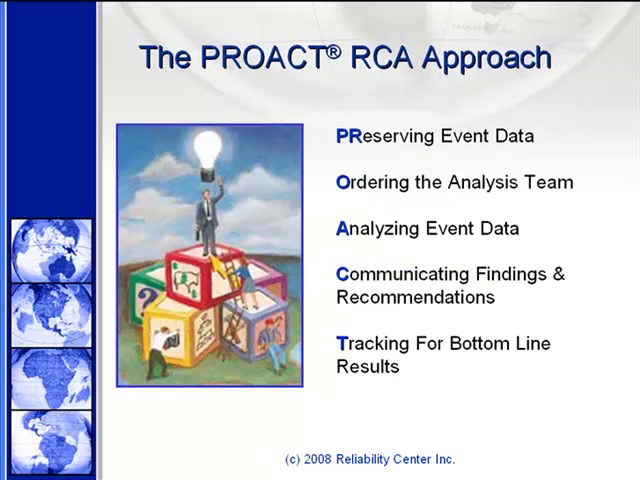The Reliability Center has developed the Proact root cause analysis approach. This 5-step process starts with the preserve step, getting the information necessary to successfully complete your analysis. This is the most important step and where you will solve the problem. Then there's order. Ordering is about picking the right team member dynamics, roles and responsibilities, and other topics. The third step is analyzing.